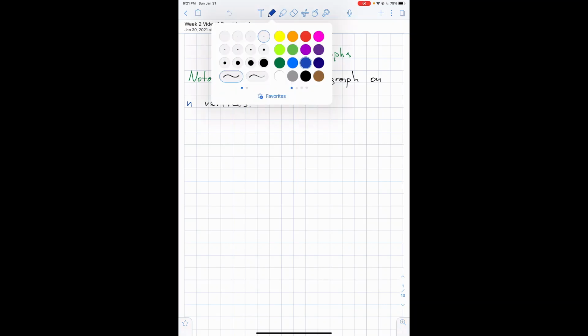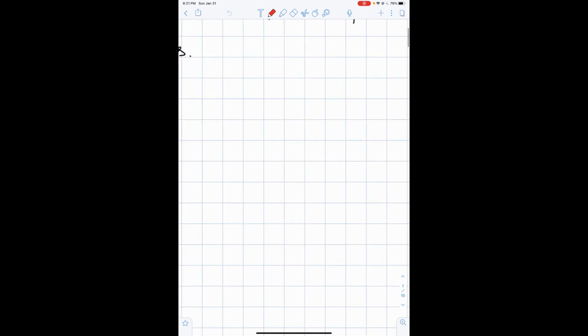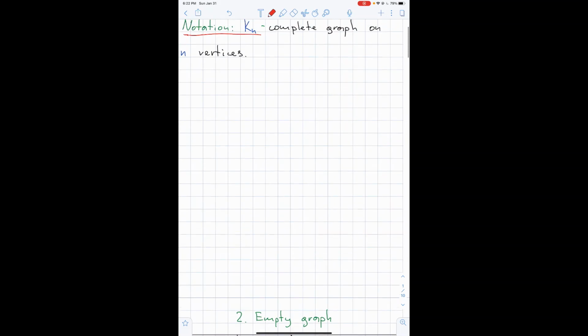Hello everybody. So today we're going to talk about several special types of graphs. So, some special graphs. The first example is the complete graph. I think I already introduced the complete graphs last week, but let me talk a little bit about them once again. In particular, there is a notation. Kn denotes a complete graph on n vertices.